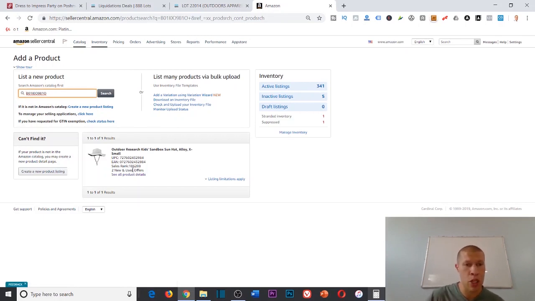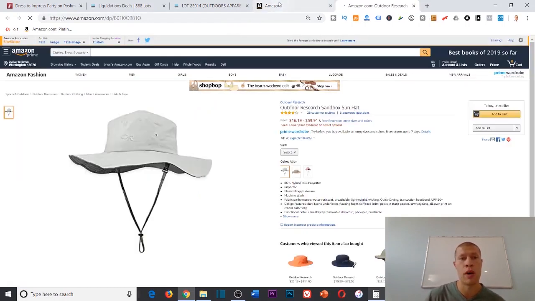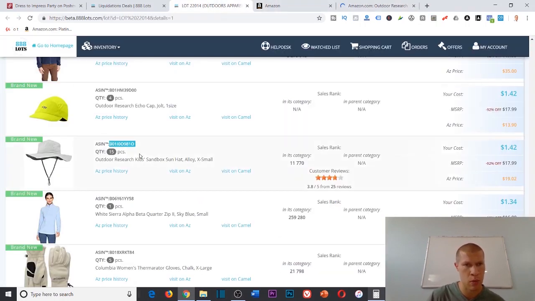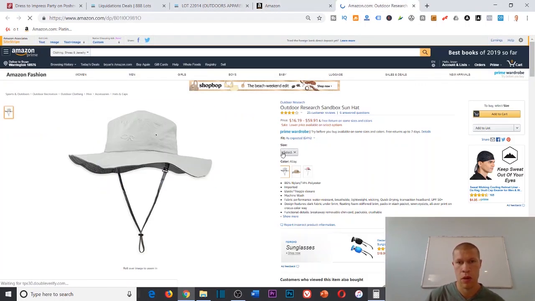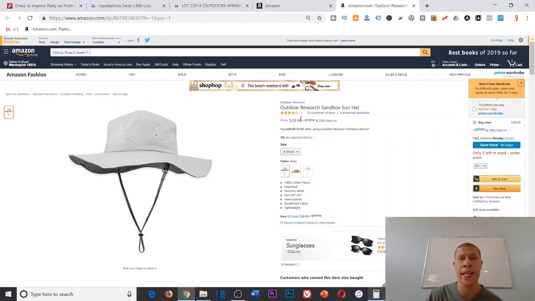So this pops up and it shows you it's 186,000 in close, right? So let's pull up the product, and I can sell it as new, collectible, or used conditions. So let me show you an example. And what size was it? It was an extra small. So extra small. And look, it's selling for $28.99.